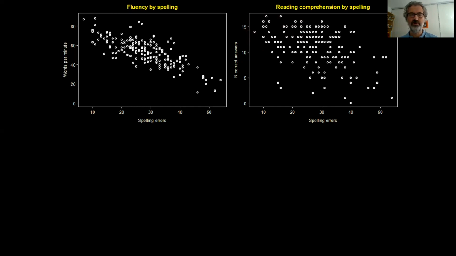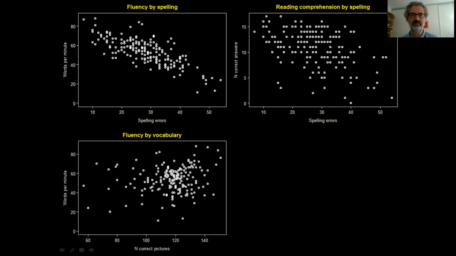There aren't many points in this corner. However, these points are much more scattered. They're spread over a much larger range. So this is not a very strong relationship. It's a weak negative relationship between the variables of spelling errors and number of correct comprehension answers for third graders.